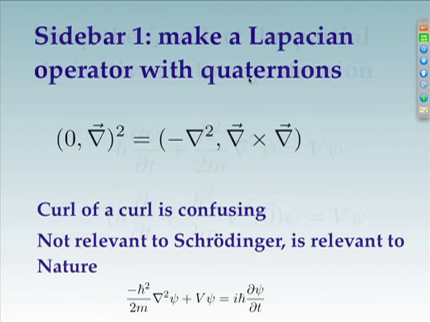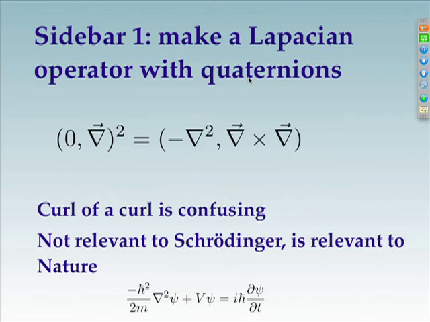The first one is that we want to make a Laplacian operator as a quaternion. And so all you have to do is really square one of those, but you get the curl of a curl, okay? And it's actually not relevant to the Schrodinger equation. But it's nice to know that anytime you see a Laplacian, in the back of your mind you should go, there's a curl of a curl over here. I know you don't want to look at it because it's scary, but that's too bad. I bet nature uses that.